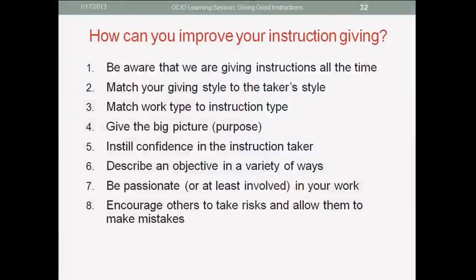There's a summary sheet, and I believe these notes will be posted. Yes. The summary sheet simply says, look, be aware that you're giving instructions at all times. Understand your style. Match your style to the taker's style. Match the work type to the instruction type. And then the others are nice to haves. Be passionate about your work. You'll convey that to your instruction taker or your instruction giver. Encourage others to take risks and allow them to fail. That, in a sense, is the best way to give and take instructions and to help young people grow. And so you can take these points and tie it back into what we've said going forward.